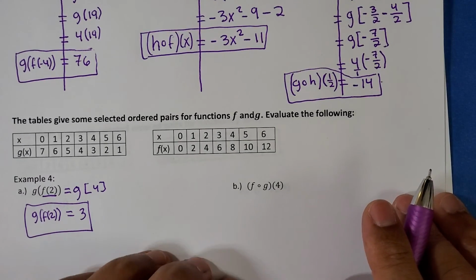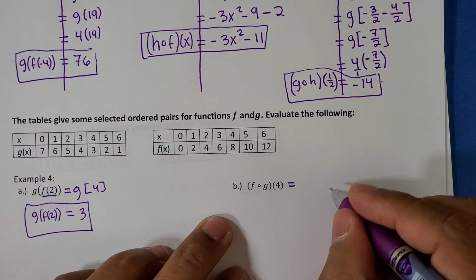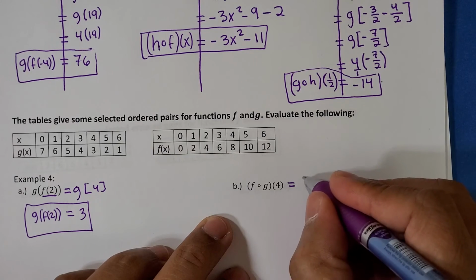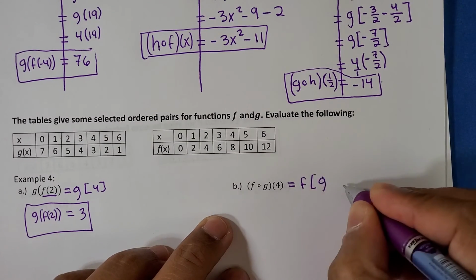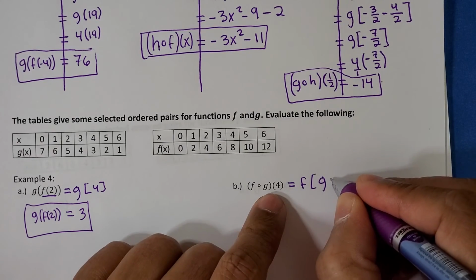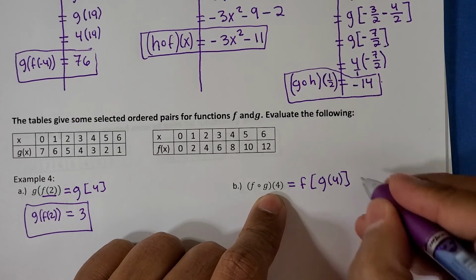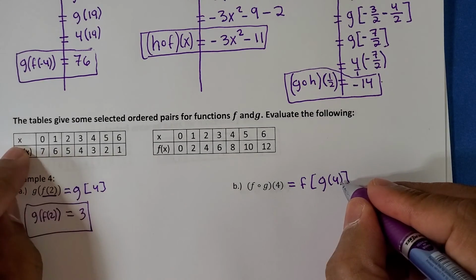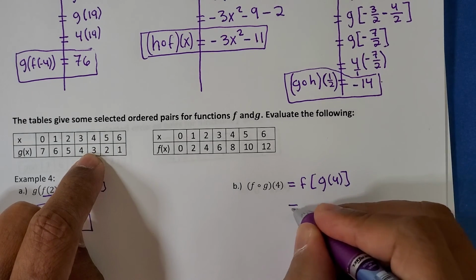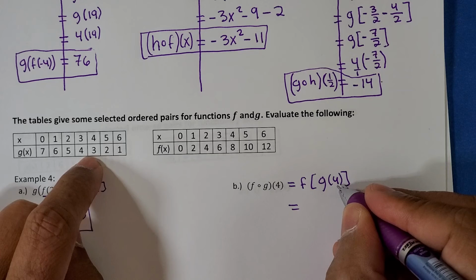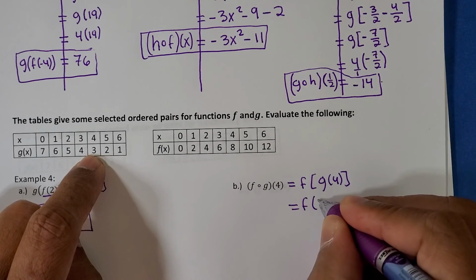Let's do the second and last example using the tables. So on this one here, this is going to be f of g of 4, so g of 4. Okay, so then we're looking at the function g, and we're looking for x, where x is 4, and on this one we see that the value of y, or g of x, is going to be 3. So this is going to be f of 3.